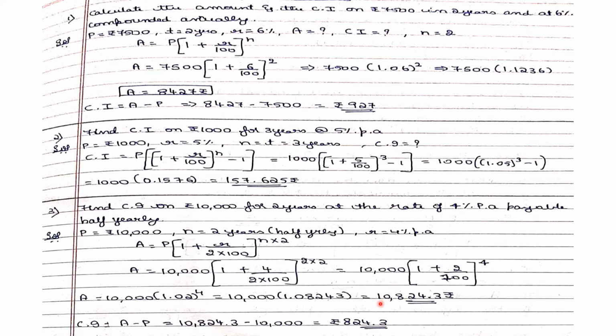Compound interest formula is amount minus principal. You know the amount value, minus you know the principal value. So your compound interest is 824.3. If you round it off, it will be 824 rupees.